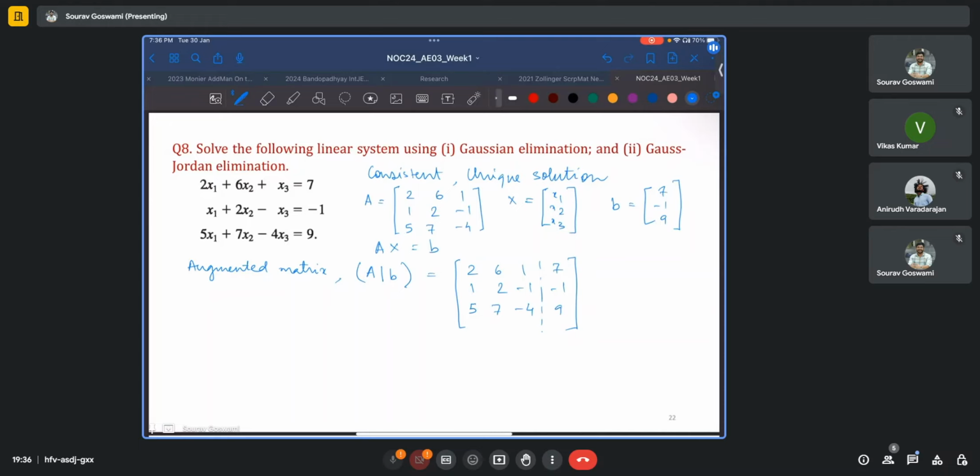And now I'll perform a few elementary row operations to arrive at the row echelon form. So first of all, I notice that I already have a 1. So maybe I'll just exchange the rows. So R2 and R1 are exchanged. So 1, 2, minus 1, 2, 6, 1, 7, 5, 7, minus 4, and 9.